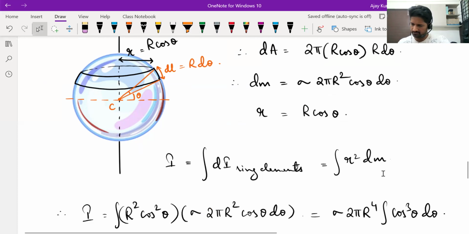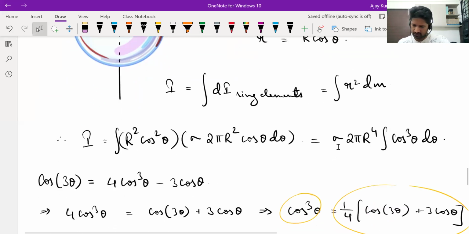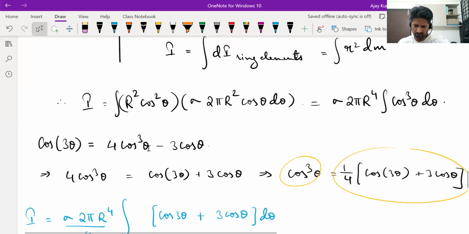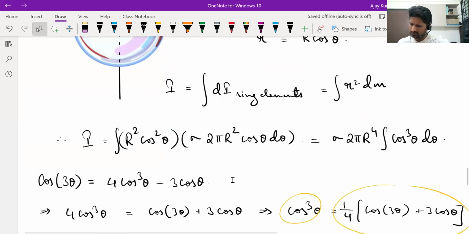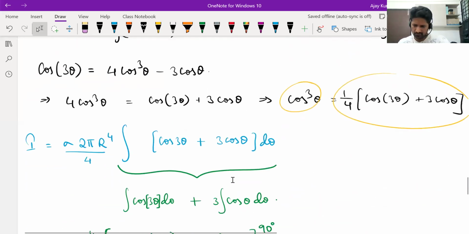So we'll have to integrate the moment of inertia of the ring elements. Integral r square dm. R square is capital R square cos square theta. Dm is that whole expression. We wrote it as it is. Then sigma 2 pi r power 4. Cos square and cos became cos cube. That's fine. And cos cube is cos 3 theta plus 3 cos theta whole divided by 4. Outside we had sigma 2 pi r power 4. We kept it as it is, and that 1/4 we took out. Cos 3 theta plus 3 cos theta we had to integrate.